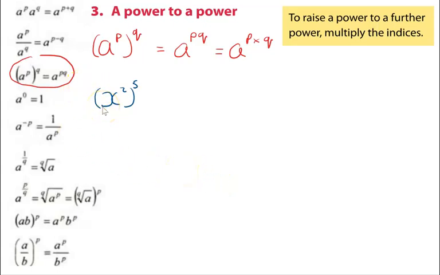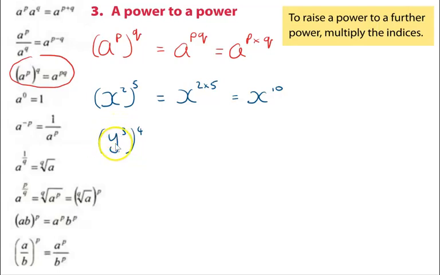So x squared raised to the power of 5, raising a power to a higher power, we multiply the powers. So we get x to the power of 2 multiplied by 5, and 2 times 5 is 10. So raising a power to a higher power, we multiply the powers.